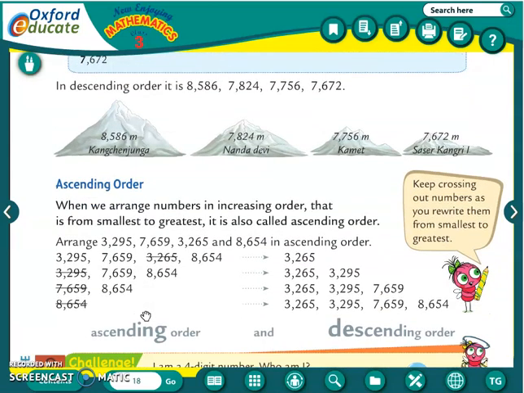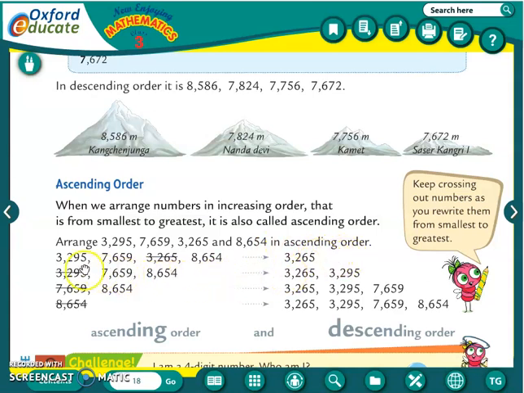Now arrange 3295, 7659, 3265 and 8654 in ascending order.